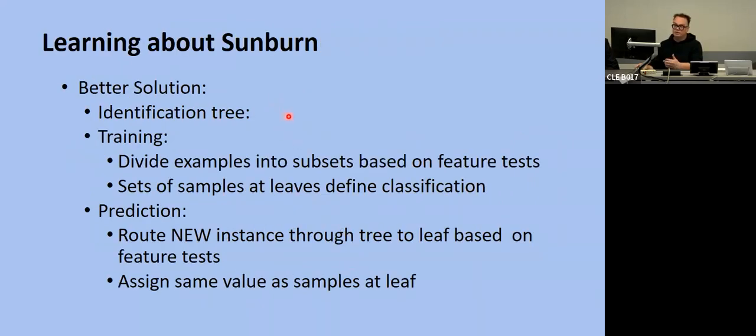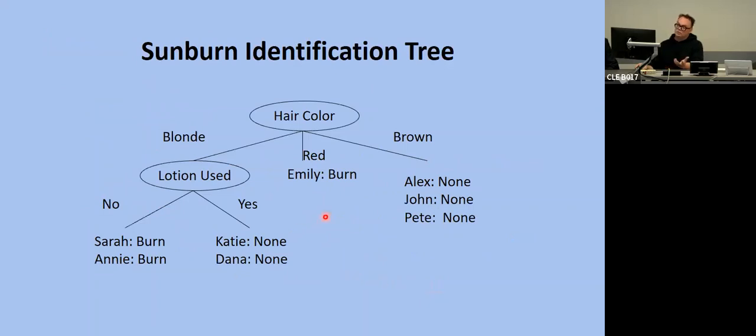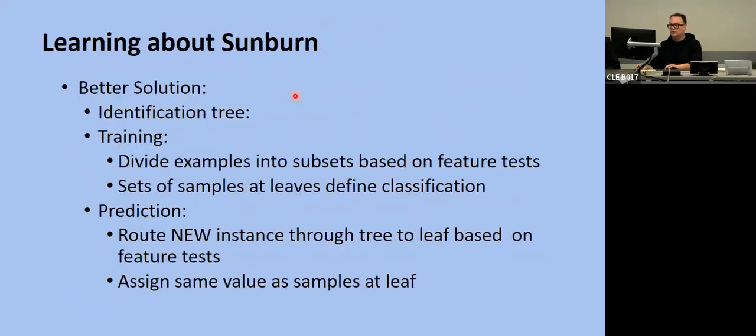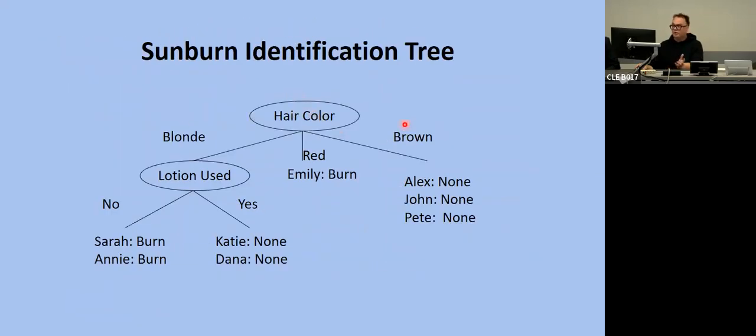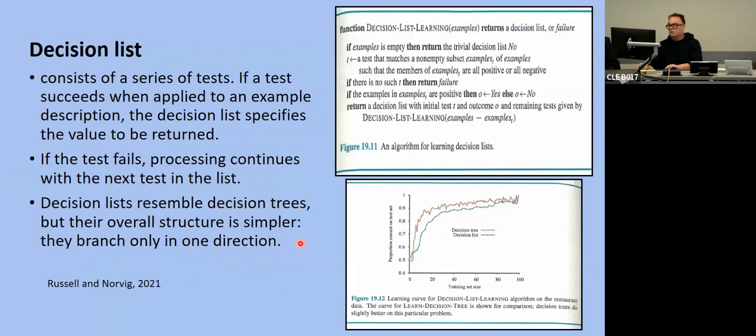The better solution is to identify the tree, start at the top, and then move down, divide into subsets if you need to, and then assign a value at the leaves and see where that goes. So for example, you could use hair color, whether or not this is true or not. Well, it does mimic what is in the table, right? So you have hair color, blonde and brown, red, and Emily's the only one with red, and she got a sunburn, fortunately. And then there's lotion used, and some did or didn't. So the ones that did use lotion didn't. So there's a decision point here, etc.